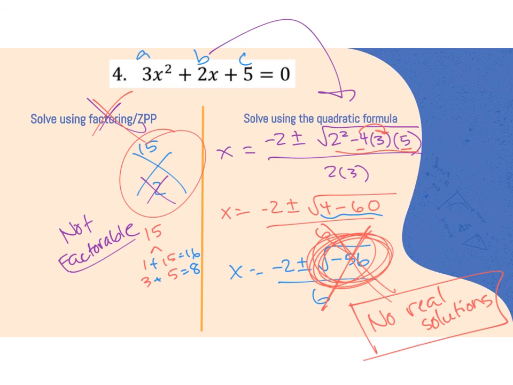Now, it does not matter to me which method you choose. If it's able to be factored and you choose to factor it, go for it. If it's not factorable, then you have to try that quadratic formula, okay? But it does not matter to me. Some of you may just choose to use the quadratic formula every single time, and that's fine too.